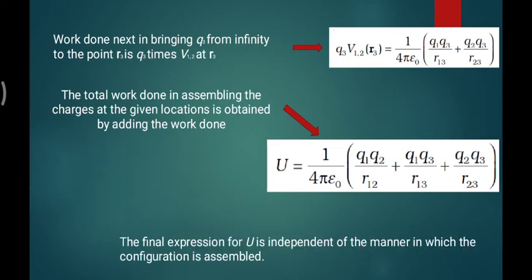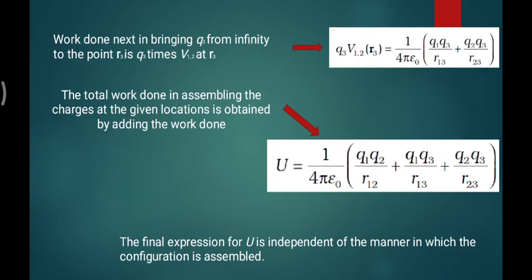The final expression of this U is independent of the manner in which the configuration is assembled. You can see there is no information about where you bring q1 from. In the final expression there is no mention of where you bring it from. It does not matter where q1 comes from, where q2 comes from, or where q3 comes from.